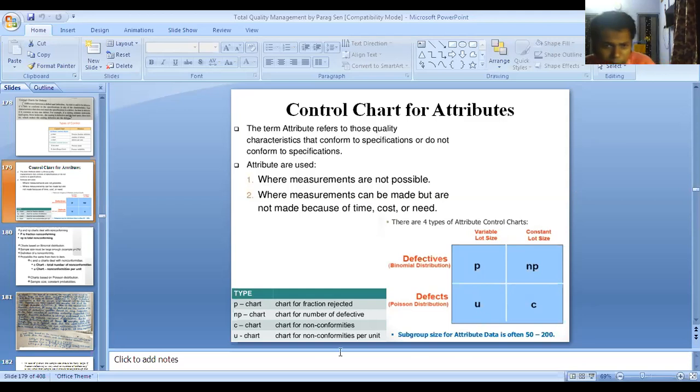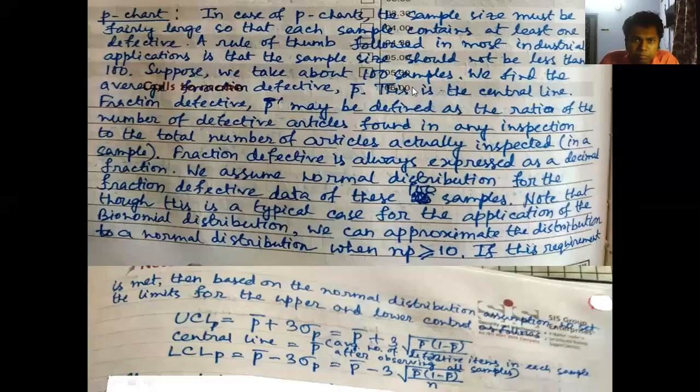And also in case of Poisson distribution, there needs to be a constant rate, or mean, of an event occurring over a period of time. Okay, so now let's discuss all these charts. Now let us discuss the P chart, or proportionality chart.